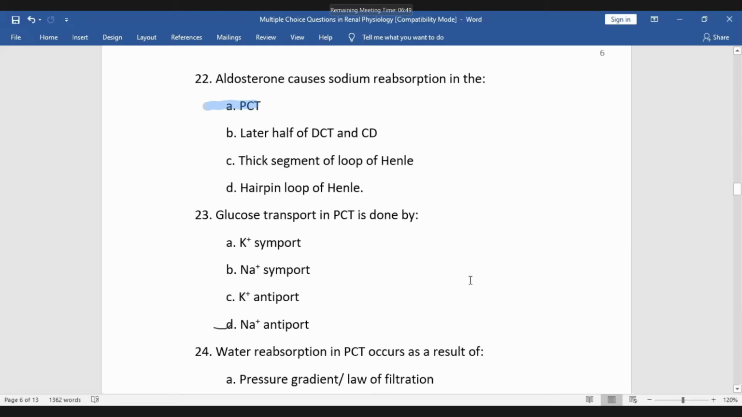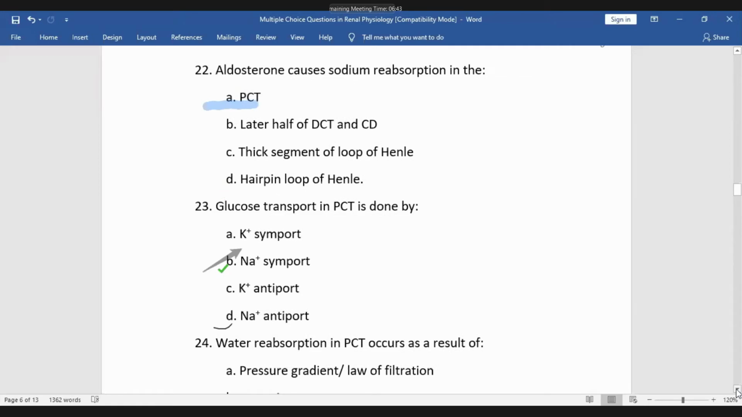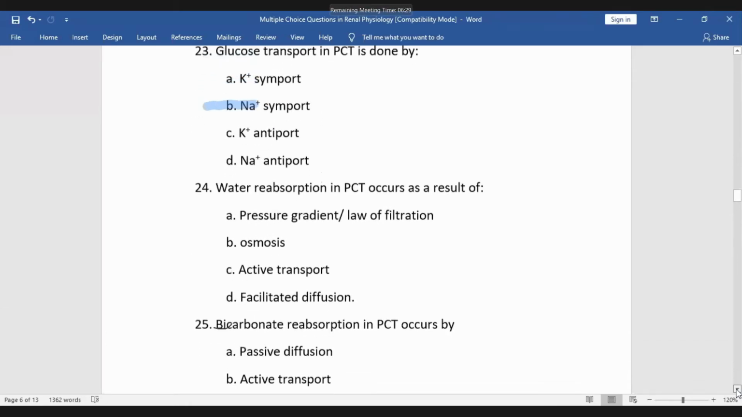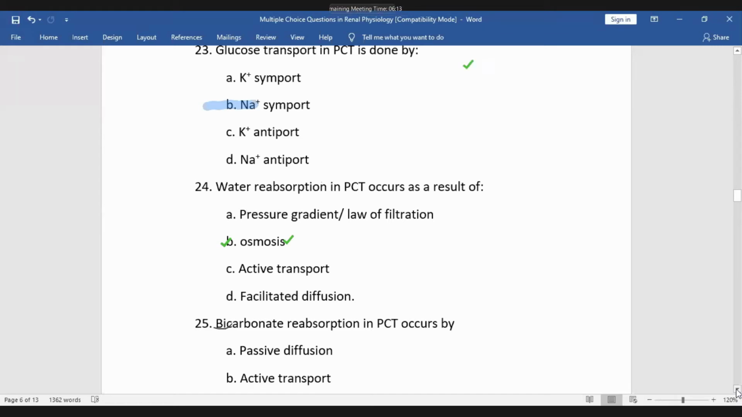Ladies and gentlemen, what about the glucose transport in the proximal convoluted tubule? Sodium symport, or sodium co-transport. Yes, you are very right. Water reabsorption in the proximal convoluted tubule: 70% water is reabsorbed here, right? What is the mechanism of that one? Is it the pressure gradient or law of diffusion? Osmosis is the correct answer. Active transport and facilitated diffusion, that is not the answer.